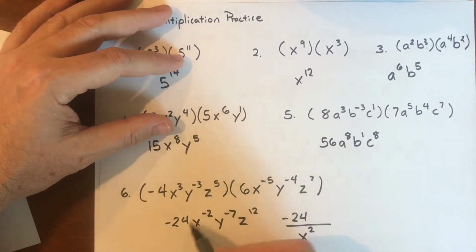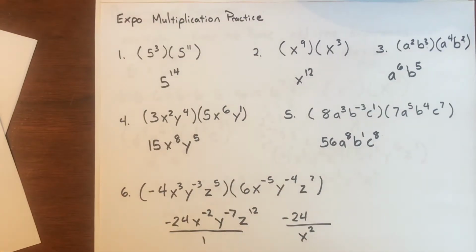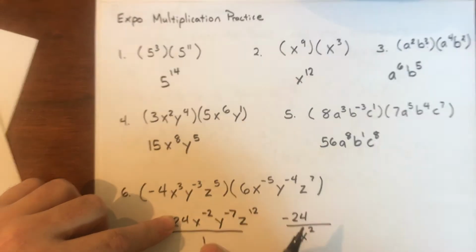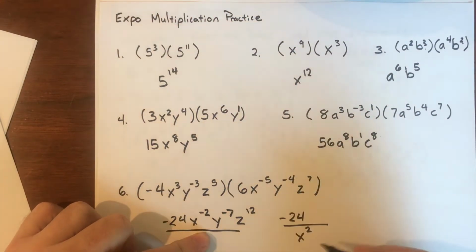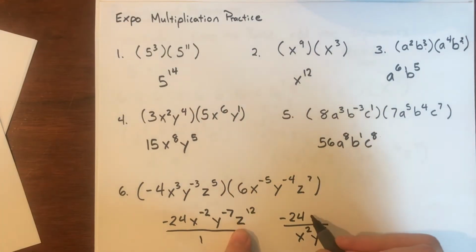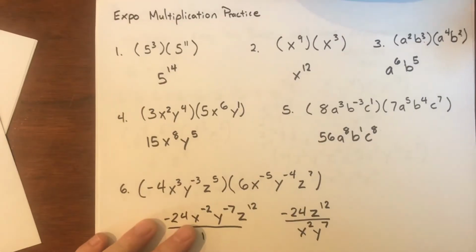Remember, it's the inverse. He's on top of the whole fraction right now. And when he jumps down, of course, the 1 disappears. Y is not happy up here either. He goes downstairs, him and X are going to have a good time. Z seems to like it up here with -24. That's a simplified answer.